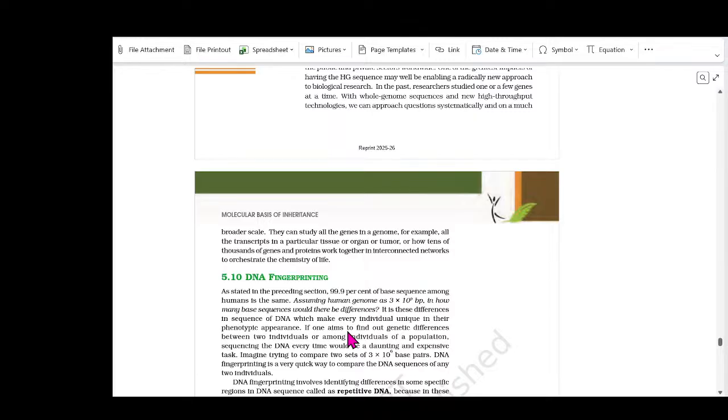If one aims to find out genetic differences between two individuals or among individuals of a population, sequencing the DNA every time would be a daunting and expensive task. Imagine trying to compare two sets of 3 × 10^9 base pairs. DNA fingerprinting is a very quick way to compare the DNA sequences of any two individuals.